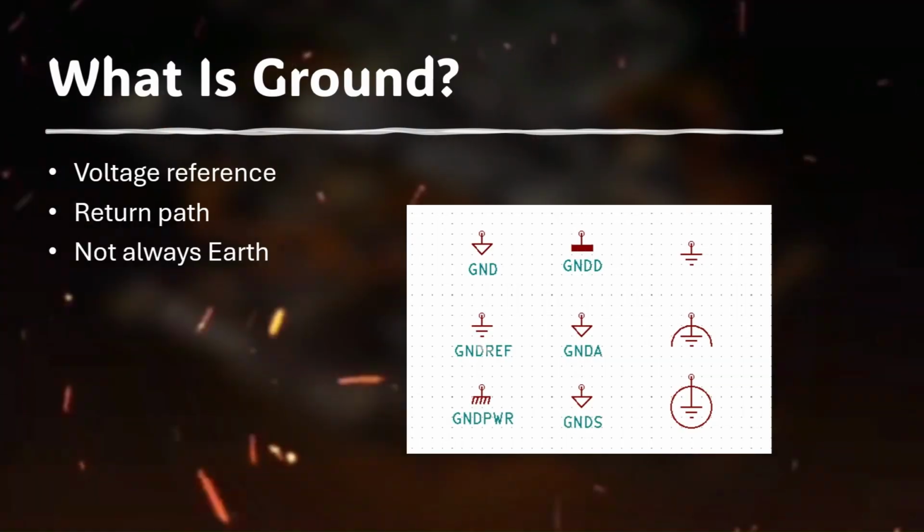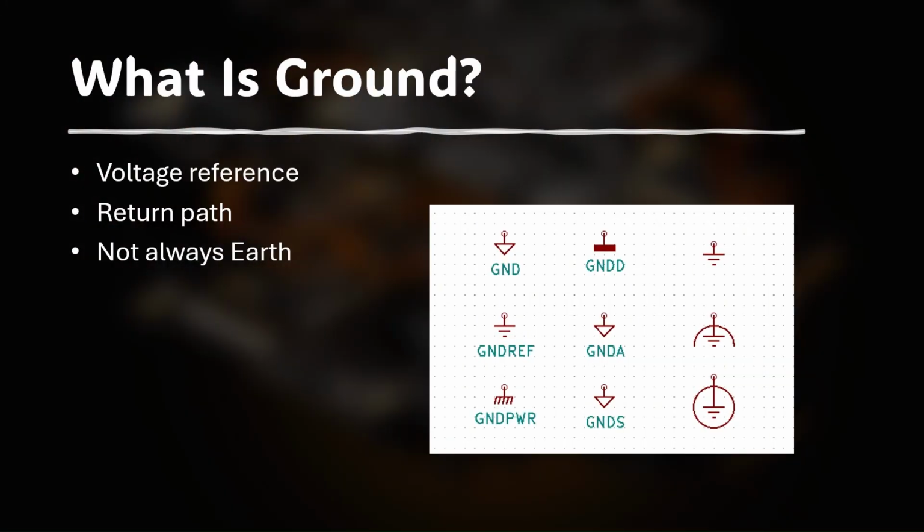What is ground? Ground is one of the most misunderstood concepts in electronics. In many circuits, ground is simply a reference point, often defined as 0 volts. It doesn't always mean a physical connection to the earth. What matters is that all voltage measurements are relative to this reference.